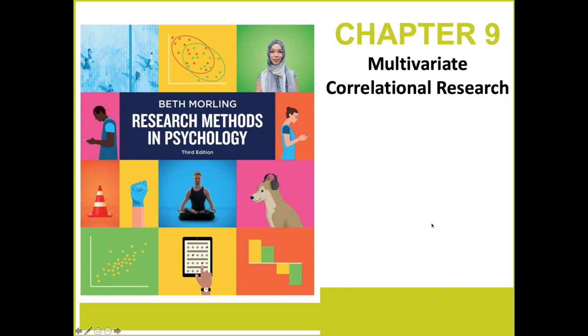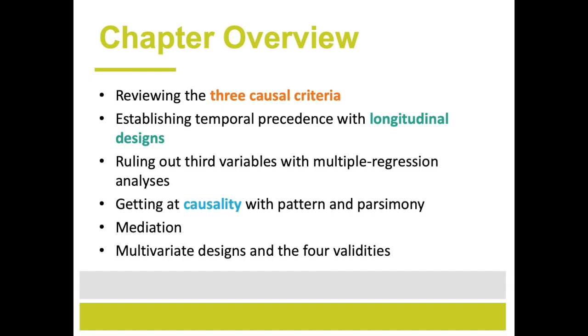Welcome back. This is the lecture on Chapter 9, Multivariate Correlational Research. This chapter looks at several things. First, we're going to review the 3 causal criteria. Then we're going to talk about temporal precedence with longitudinal designs, temporal precedence being one of those 3 causal criteria.